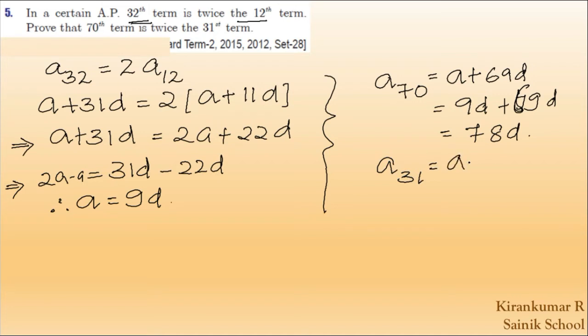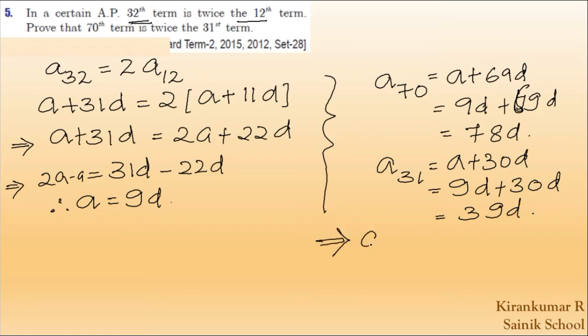Now let me take the 31st term. A31 will be a plus 30d. So a value 9d plus 30d will become 39d. This implies A70 equals 2 times A31. So the 70th term is twice the 31st term.